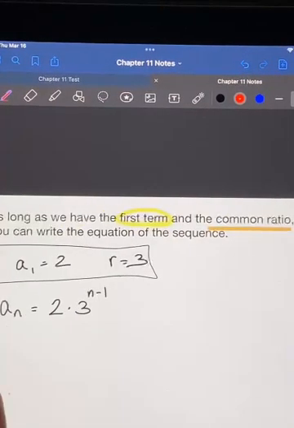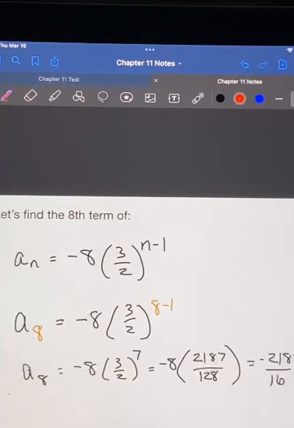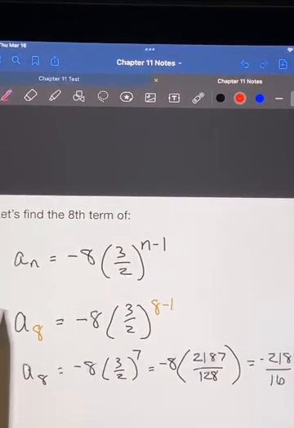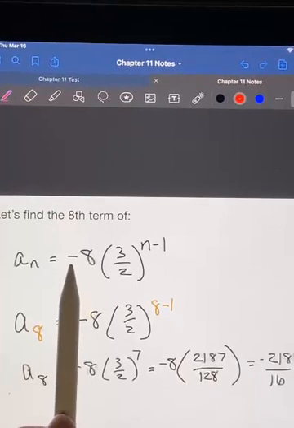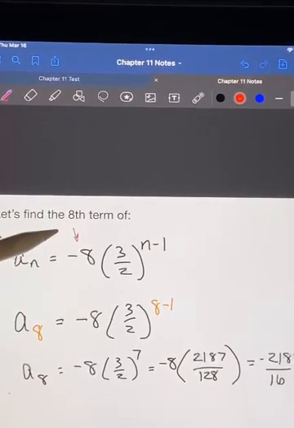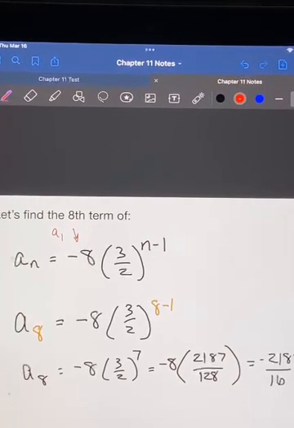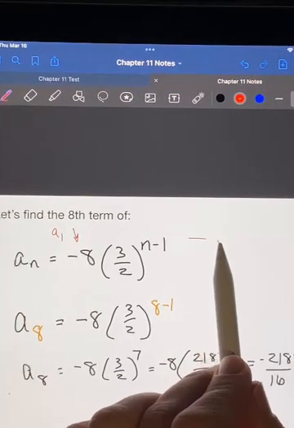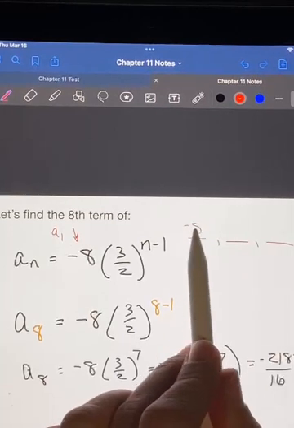So let's look at this one. Find the 8th term here. We have our generic expression. We would know that in this case, our a sub 1 value is -8 if we were to write that out. So where we start our sequence would be at -8.